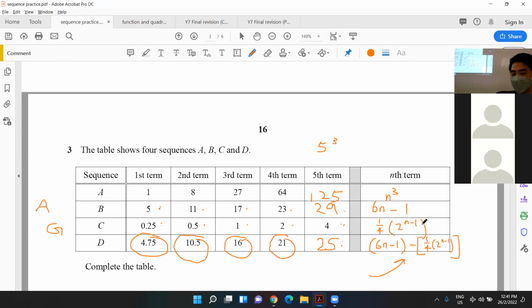The nth term is basically 6n minus 1, minus this value here. Because that's how we're getting all our numbers, right? 5 minus this, 4.75. 11 minus this, 10.5. 17 minus this, 16. So the nth term would naturally also be this minus this to get this.